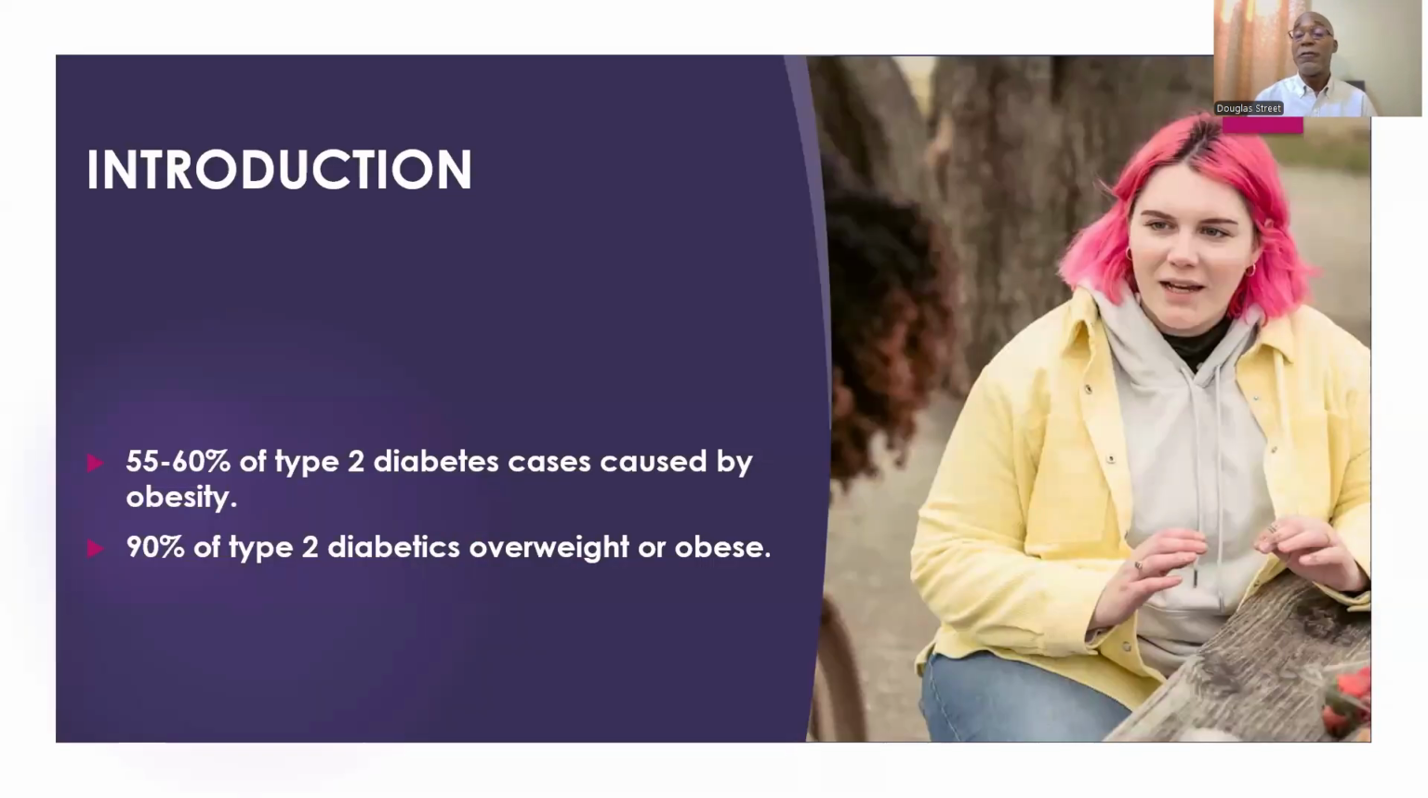Now, it has been found that 55 to 60% of type 2 diabetes cases are caused by obesity, and 90% of type 2 diabetics are overweight or obese. So you can see the strong connection between these two conditions.